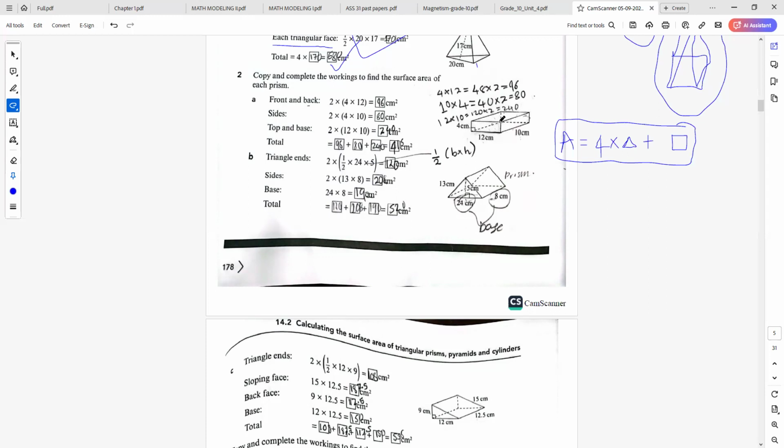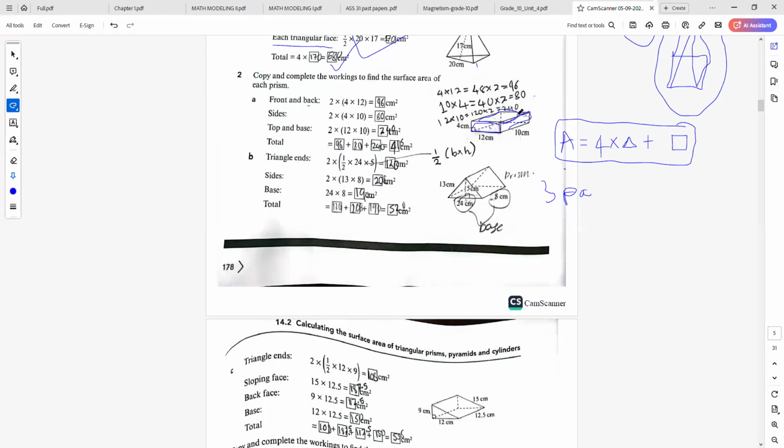Here we have two rectangles like this, another two rectangles like this, and another two rectangles like this. So we have three pairs of rectangles. I have to separately find the surface area of each type of rectangle and then multiply by 2. Then I have to sum them up. So front and back.